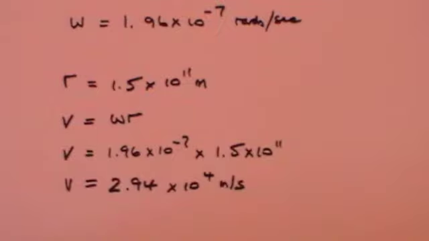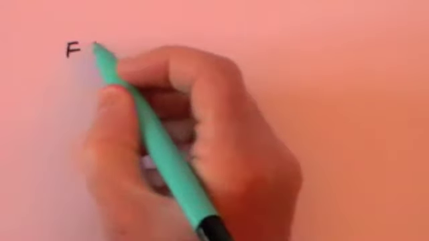So the Earth is hurtling around the Sun at a linear velocity of nearly 30,000 meters per second. Question 6. What then is the centripetal force associated with the Earth's orbit around the Sun? In other words, what is the force between the Earth and the Sun that is essentially keeping the Earth in circular orbit? Here we're going to use the formula for centripetal force.